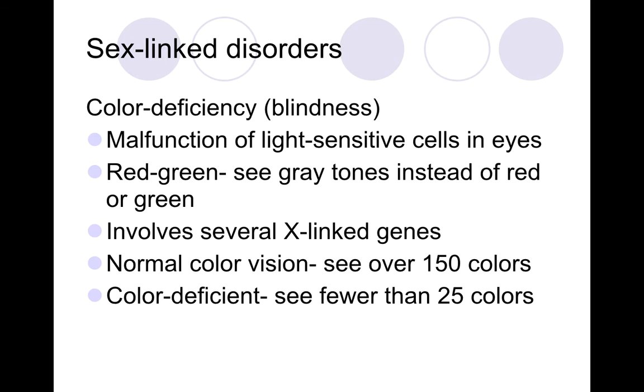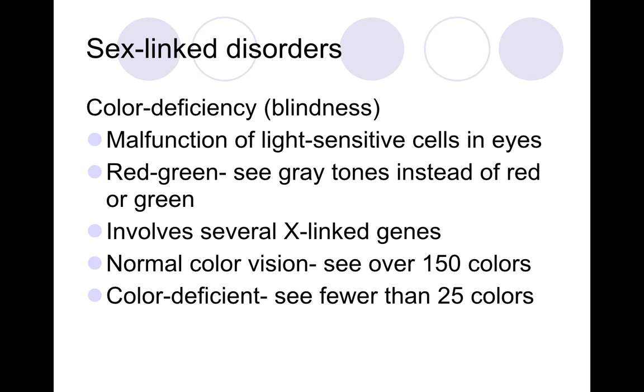So you need to know that that's an example of this. This is when you have malfunction of the light-sensitive cells in the eyes. Your red-green see gray tones instead of red and green. This involves several X-linked genes. Normal vision sees over 150 colors. Color blindness or color deficiency see fewer than 25.